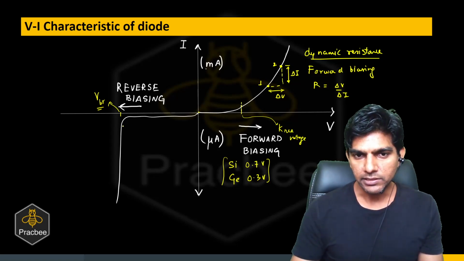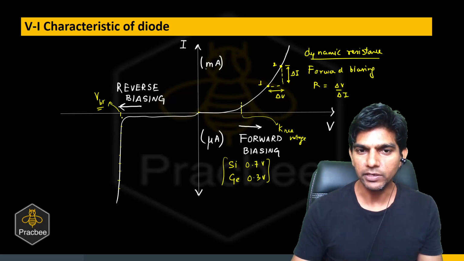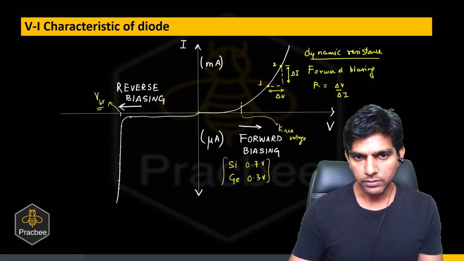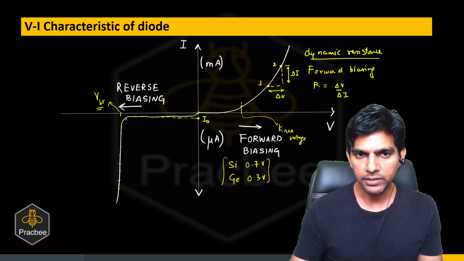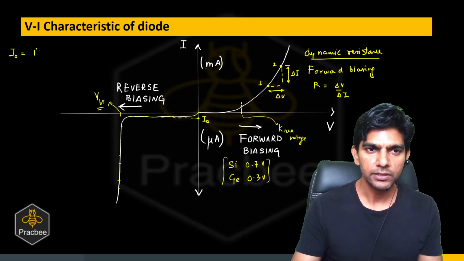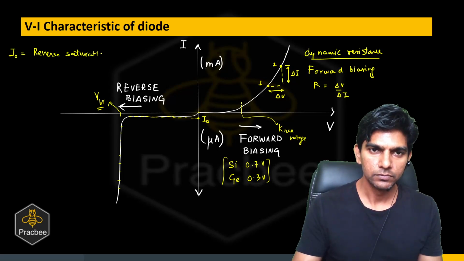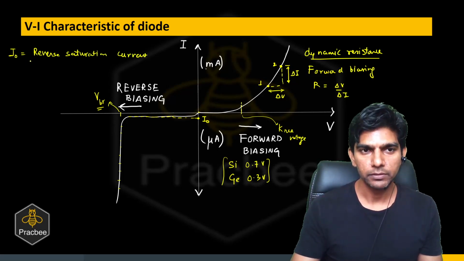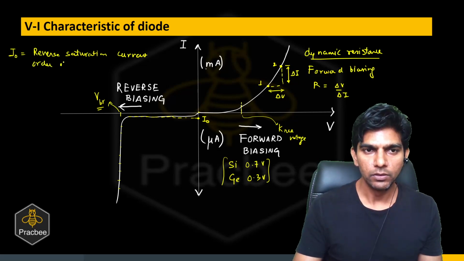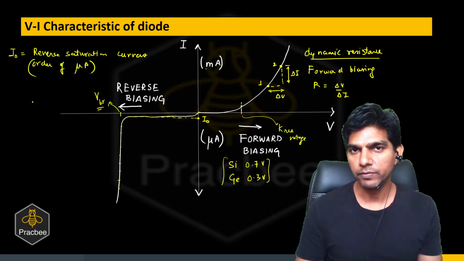Right. So we can clearly see that at the breakdown region, we have different values of the current for nearly the same voltage. And this constant current in the reverse biased mode, let us say this is I naught. This I naught is known as reverse saturation current, and it is of the order of microampere. That we have to remember.